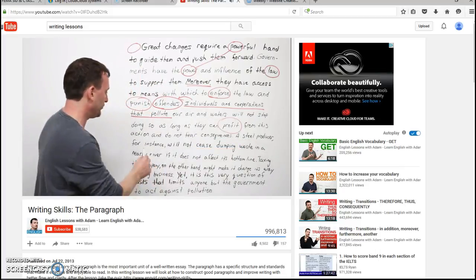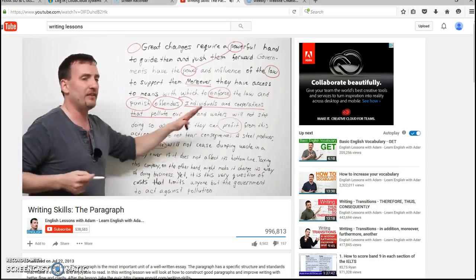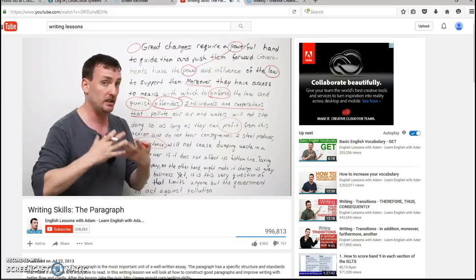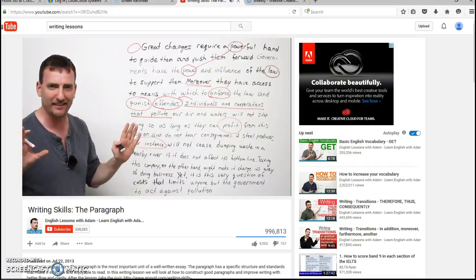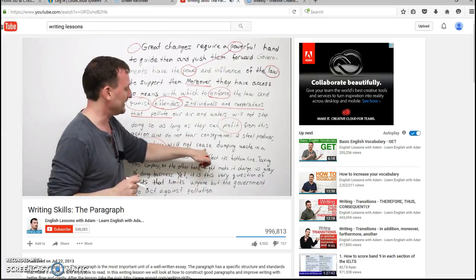A steel producer, for instance, I'm introducing an example. Okay, if you can introduce a real example, like the name of the steel company, even better. But I don't want to offend anyone. I'm keeping it a little bit more general. The steel producer will not cease.